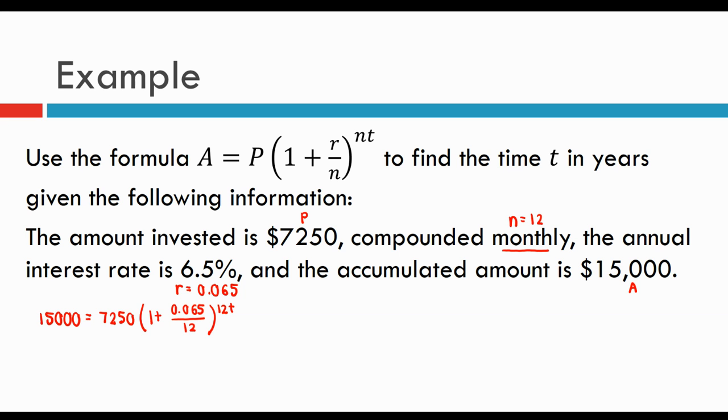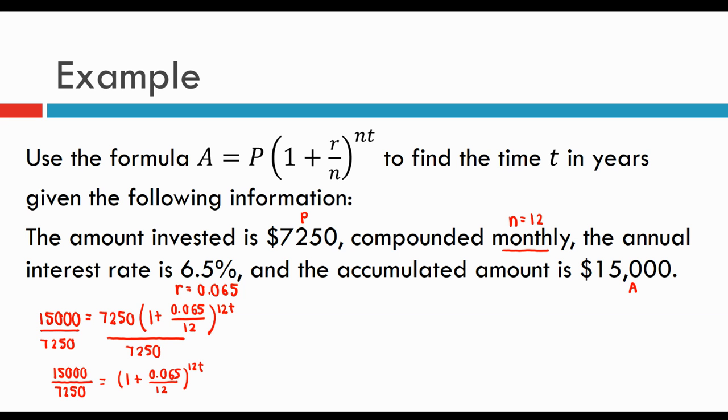All right, so we want to start solving for t. So the first thing I want to do is isolate that base by itself, which means I'm going to divide both sides by that 7,250. All right, if you want, we could reduce that down. I'm really going to just leave it as it is for right now. It's not that big of a deal. So we're going to have this. That's going to now equal my 1 plus 0.065 divided by 12, all raised to the 12 times t power. Okay, so it's not the prettiest base, but we do have the base by itself.